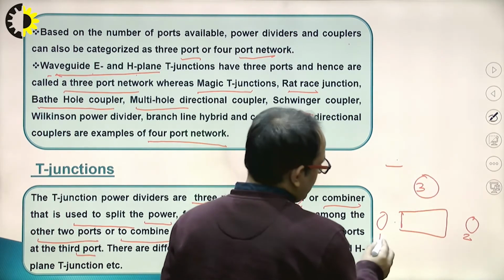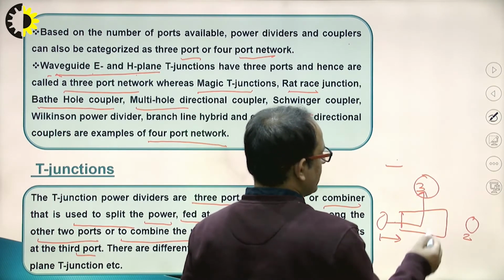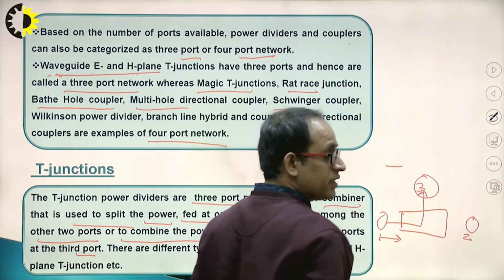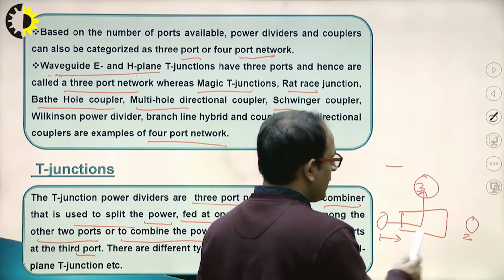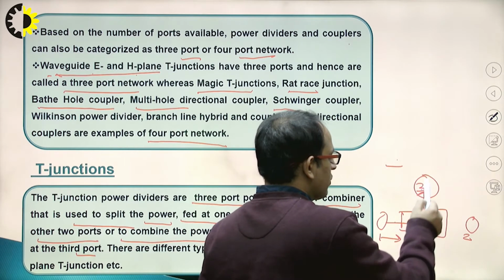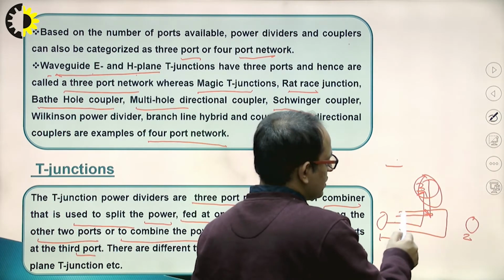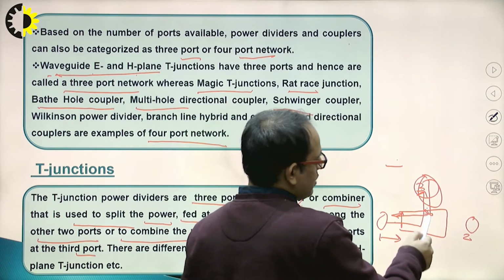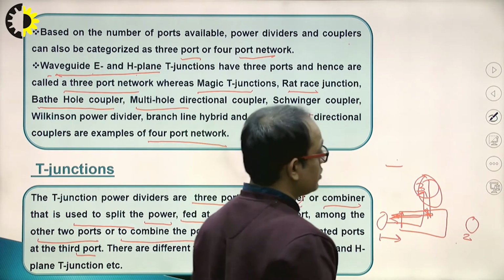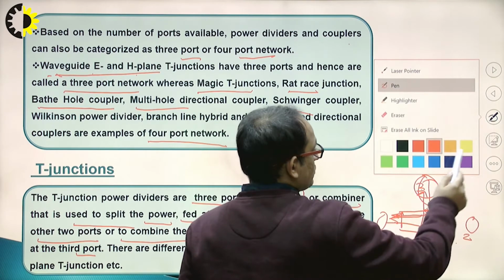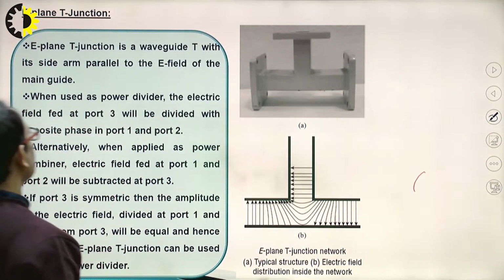If I want to give the energy into the first port, the whole energy can be sent to port number 3, or 50% of the energy can be sent to port number 3. And if I give the energy from port number 3, then this energy can be divided into two parts, port number 1 and port number 2. Clear?